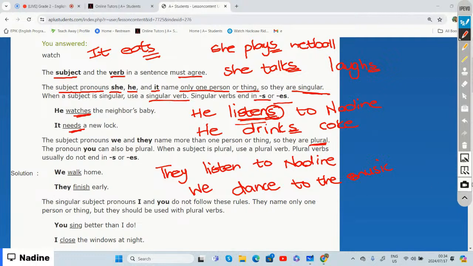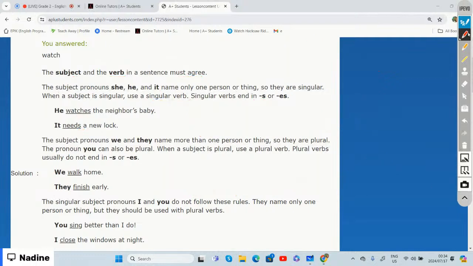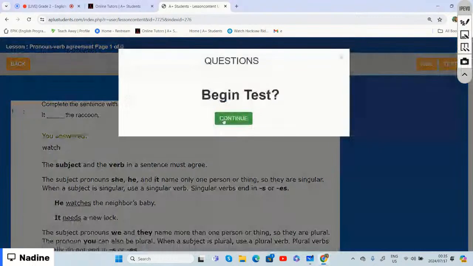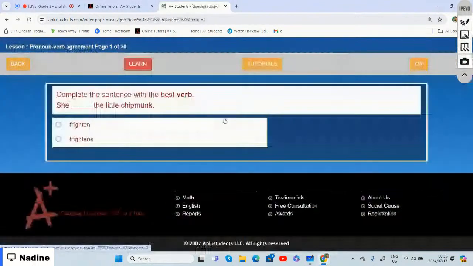All right. So now we're going on to our test, right? Our pronoun and verb need to agree. So we're going to complete the sentence with the best verb. Either we need to add an S or no S, right? Remember, if one person does something, then our verb ends with an S. If more than one person does something, then our verb does not end with an S, right?